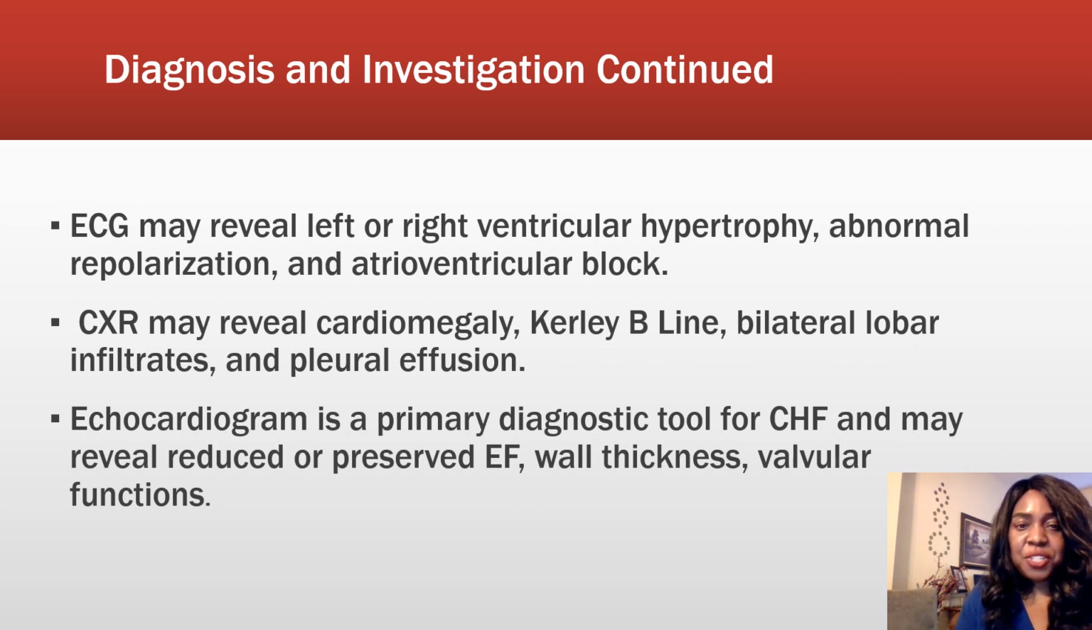Diagnosis and investigation continued. ECG may reveal left or right ventricular hypertrophy, abnormal repolarization, and atrioventricular block. Chest X-ray may reveal cardiomegaly, Kerley B lines, bilateral lobar infiltrate, and pleural effusion. Echocardiogram is a primary diagnostic tool for CHF and may reveal reduced or preserved EF, help determine wall thickness, and valvular functions.